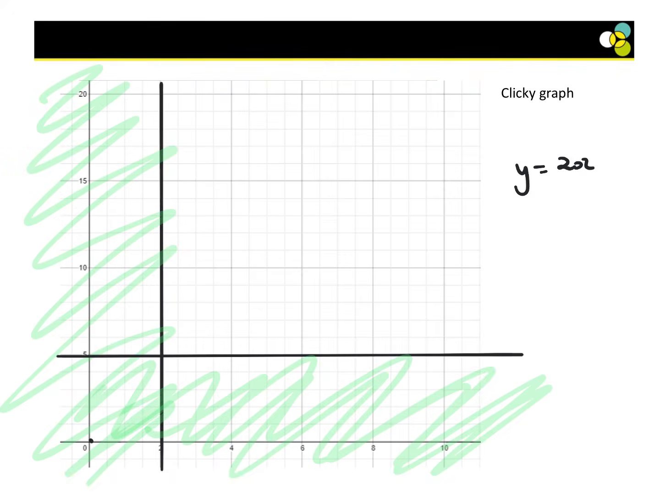For every 2 across, how many do I go up? 1. Look, for every 2 across, I go up 1. I need to use the scale. For every 1 across, 2 up. Yes, well, why didn't you tell me that? 1 across, 2 up. See, look what happens when I trick you.